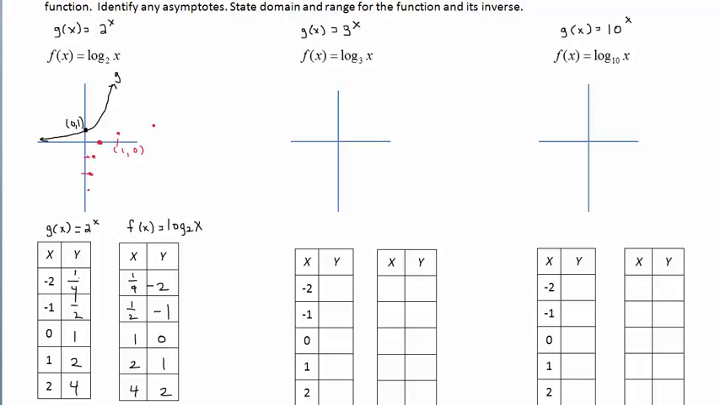Connecting these points, the graph of the log base 2 function would look something like this, trying to get it closer to the asymptote of x equals 0. As a reminder, these two are inverse functions. Visually, we can see that they're inverses because the line of reflection is y equals x, and we know that to be part of the topic of inverse functions.